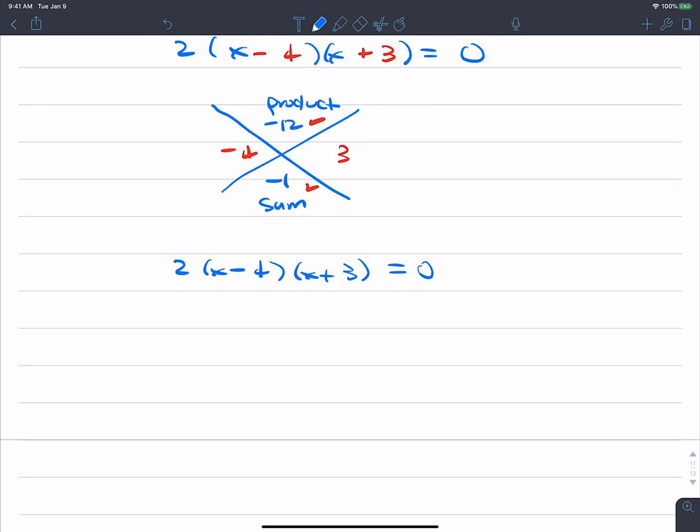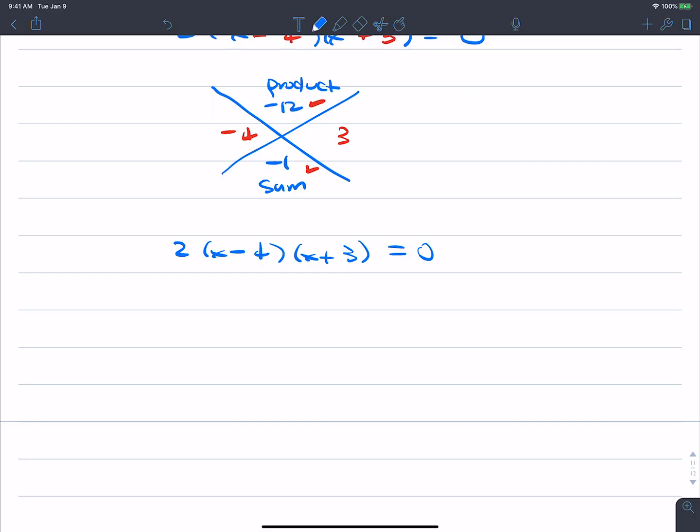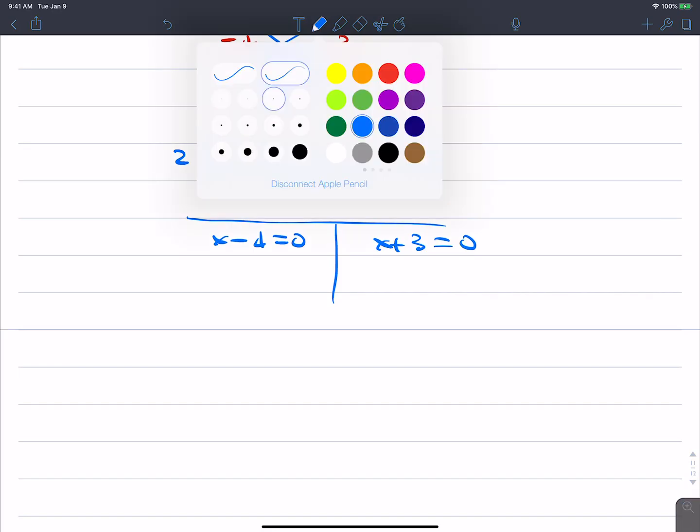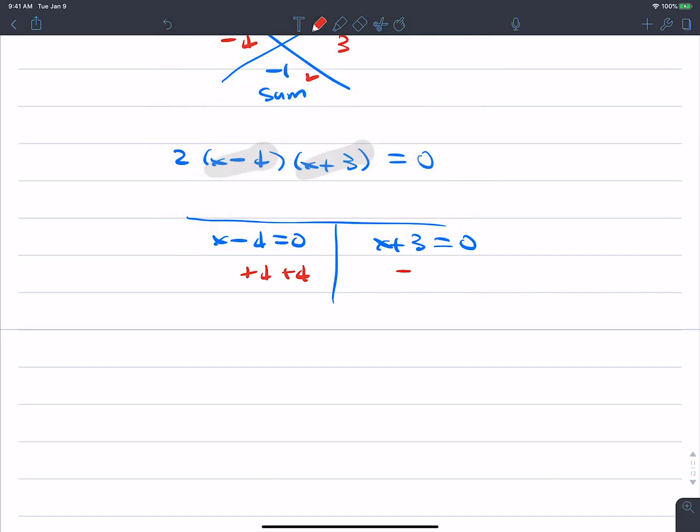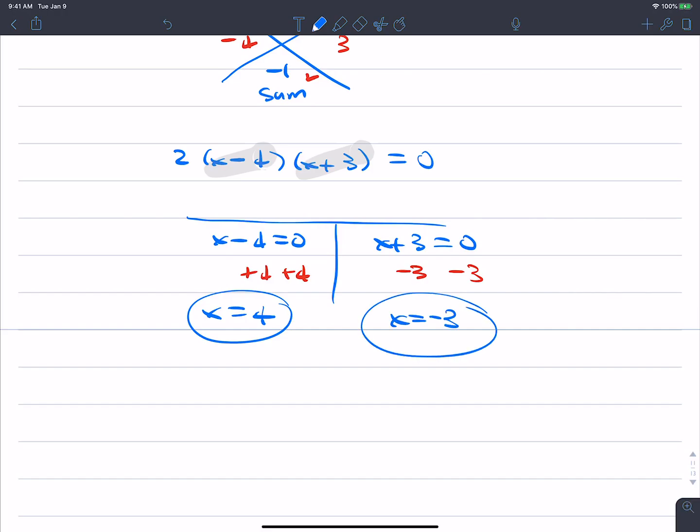Now I want to point out to you guys, this implies here, remember, by the zero product rule, what this means is this term and this term are the only terms that can actually be 0, because 2 is not 0. And what that means is that x minus 4 is 0, or x plus 3 is 0. So I can add my 4 to both sides here. Subtract my 3. What do I get about x? X is 4, and x is what here? That's negative 3.